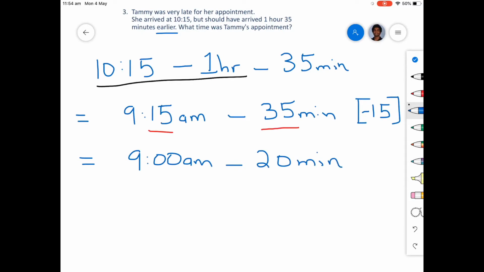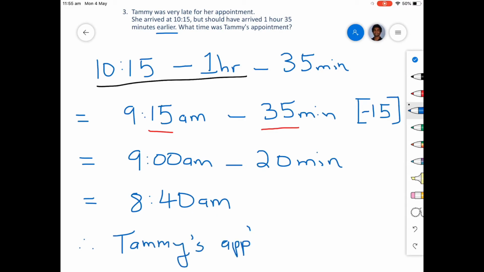Because we didn't take away that whole 35 from the beginning, we need to remember we still need to take away 20 more minutes to get the correct answer. And now it's a little bit easier. 9 a.m. minus 20 minutes. We go back into the 8 and it will be 8:40 a.m. And so our final answer: therefore, Tammy's appointment should have been 8:40 a.m. And that's how we do that question.